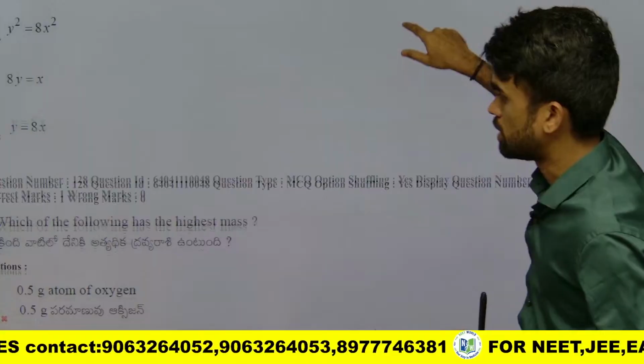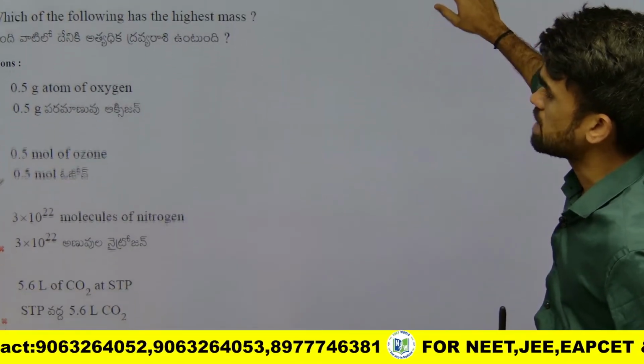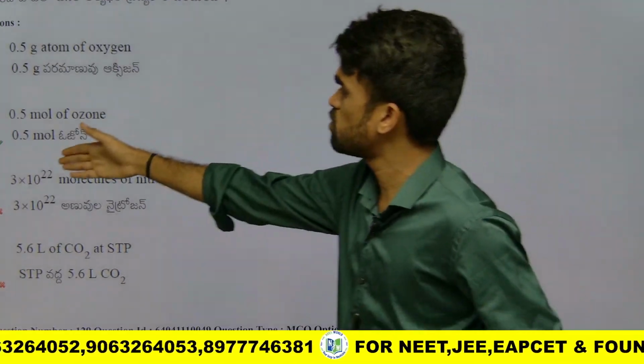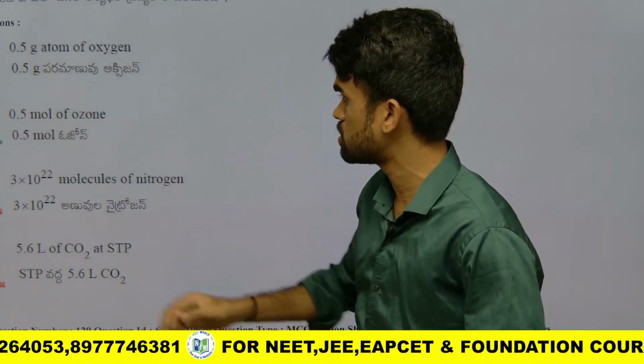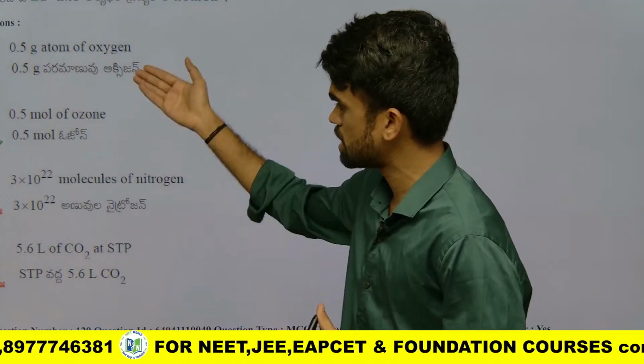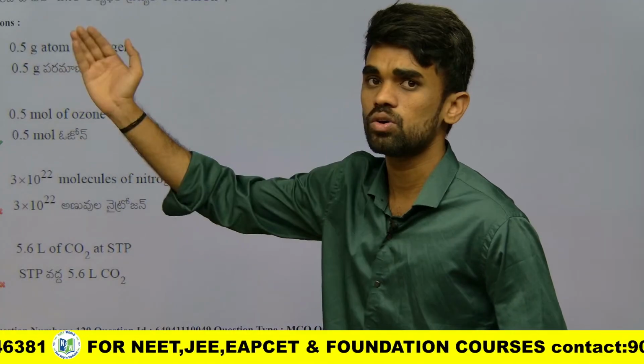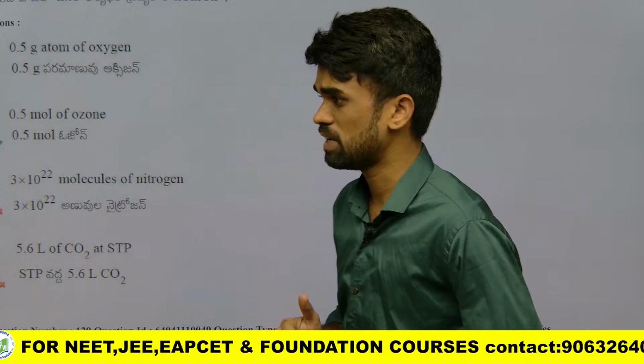Next, let us move further. Which of the following has the highest mass? Again, the number of moles is given, multiplied by the molar mass, so you will get ozone as the maximum mass, which we discussed in the last class. So just give it a try. If you are not able to solve it, go through the previous live session.